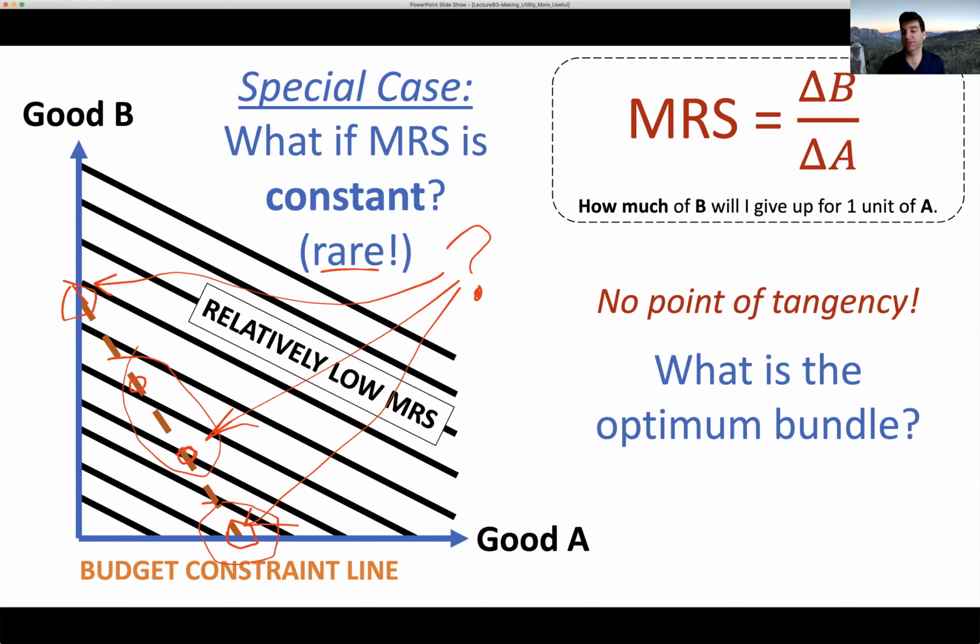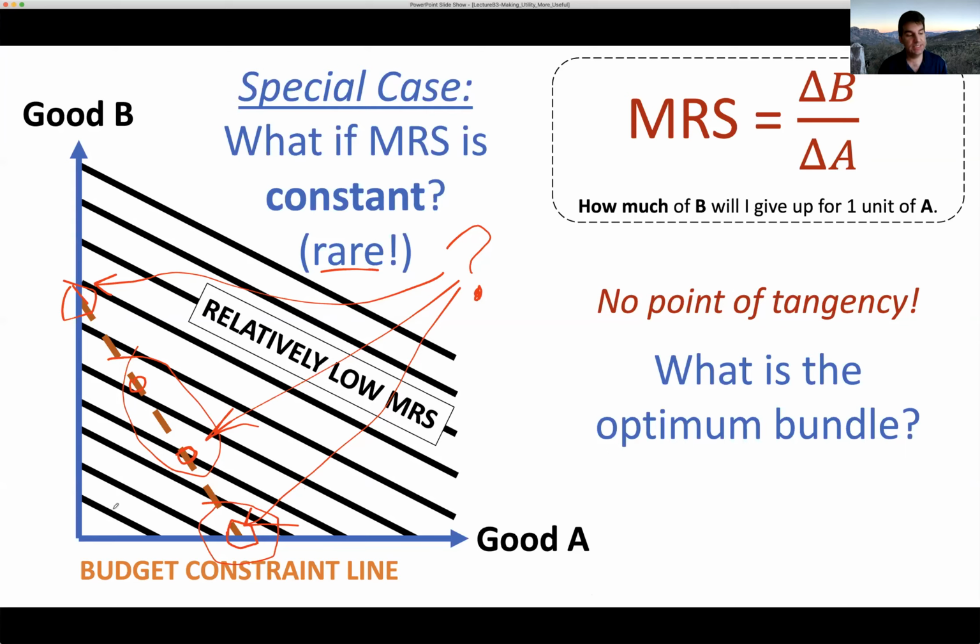Highest indifference curve is an answer that came out in the chat. Anybody else like that answer, highest indifference curve? Highest utility, I see some agreement. Highest utility, same budget. This is beautiful. That's exactly what I want you to be saying.